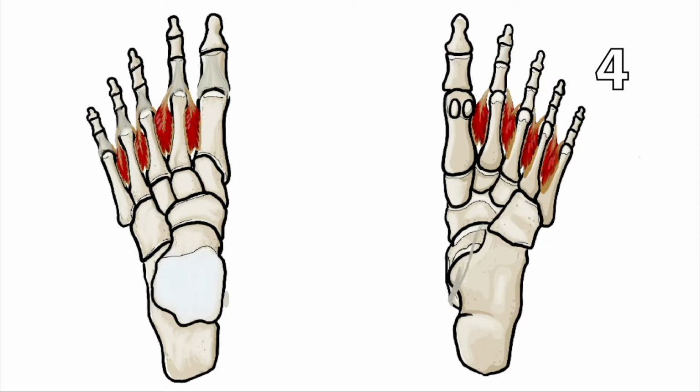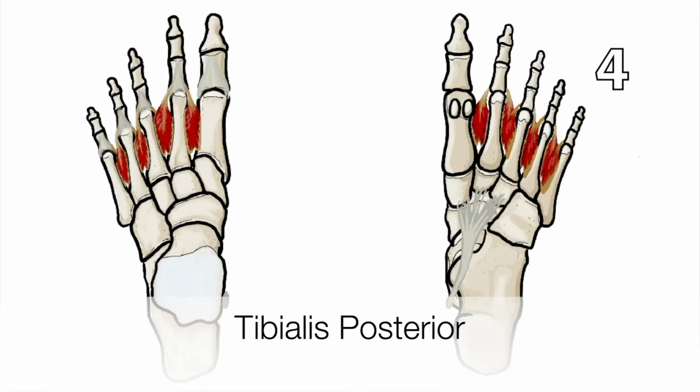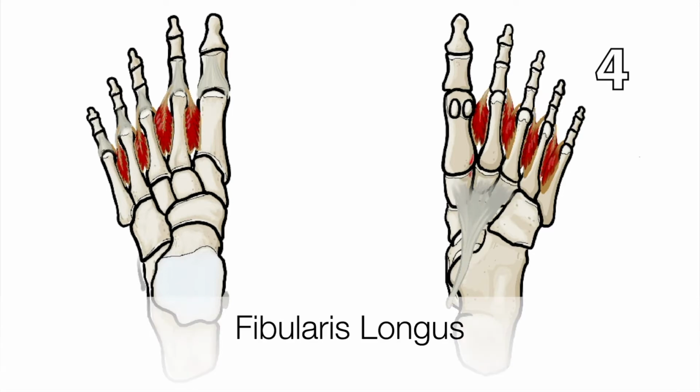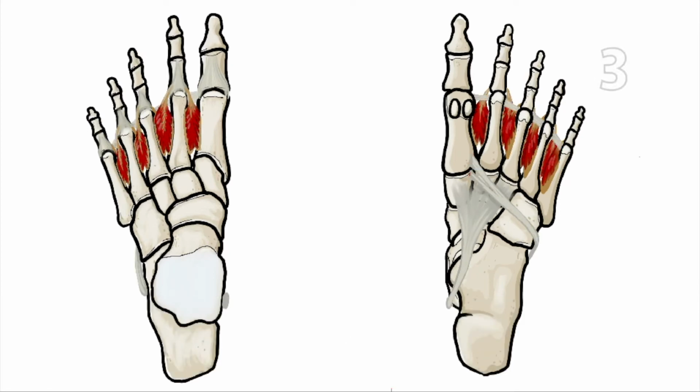At this level, we can also see the distal ends of some of the longer tendons from the leg: tibialis posterior and fibularis longus. Layer 3 of the intrinsic muscles includes adductor hallucis and 2 short toe flexors.